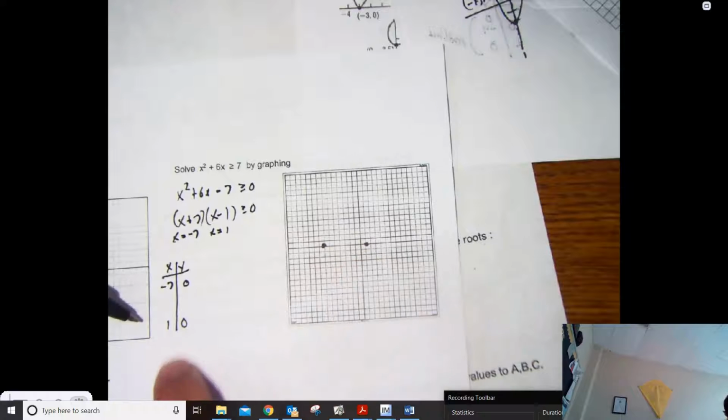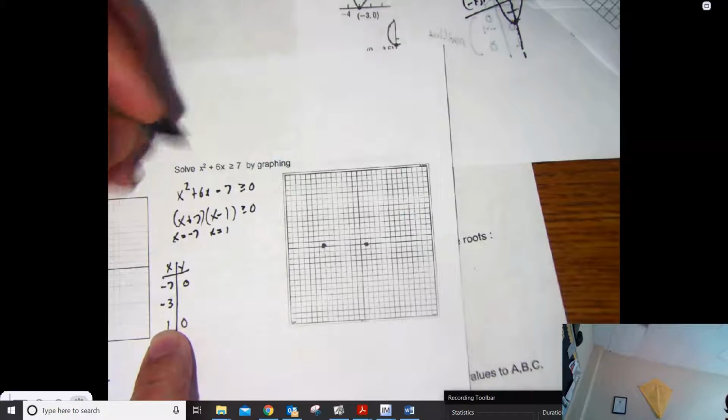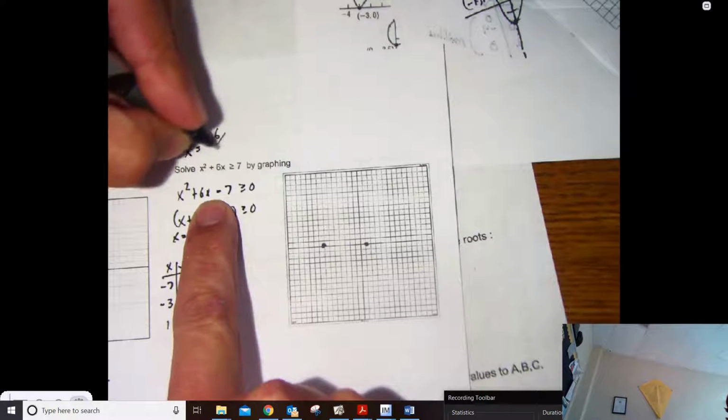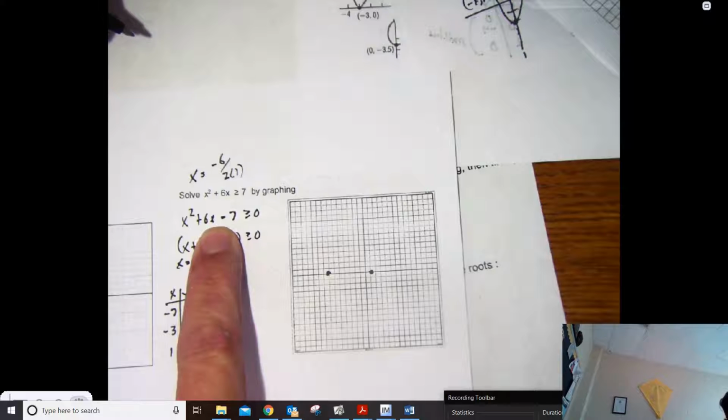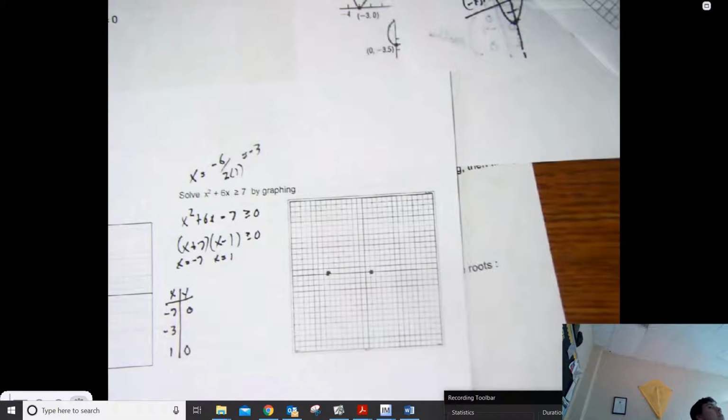Now, these numbers are actually pretty nice. You don't actually have to use a formula. Isn't a vertex in the middle? What's in the middle of -7 and 1? -3 is in the middle. But if you need a formula, again, you can go right back up here and do x is opposite 6 over twice a 1. What do you get? You still get -3. Either way, you get it.